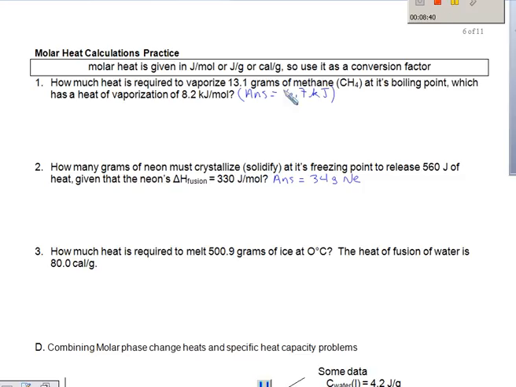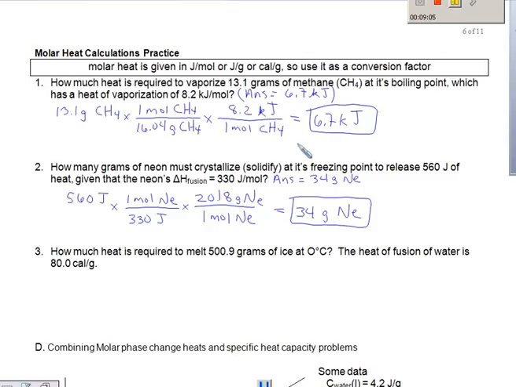All right, I want you to go ahead and try these two using the methods that we just discussed. I've given you the answers there, so go ahead and try them. Then after you're done, we're going to come back and we're going to look at this one and solve it together because there's a little bit of a curveball in this one. So stop. Try it, then turn the video back on and see if you did it right. Here are the worked solutions. So we used the 8.2 kilojoules per mole right here, and here we use 330 joules per mole right here.